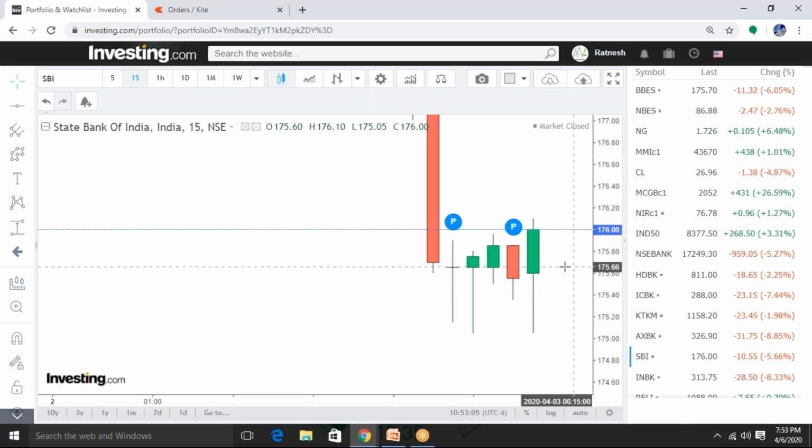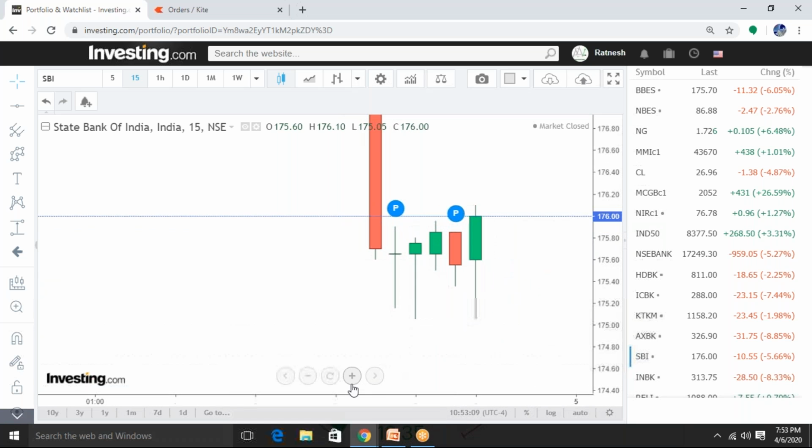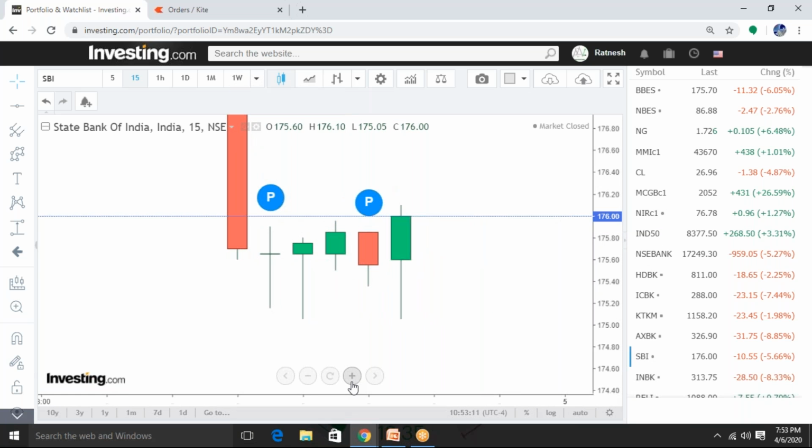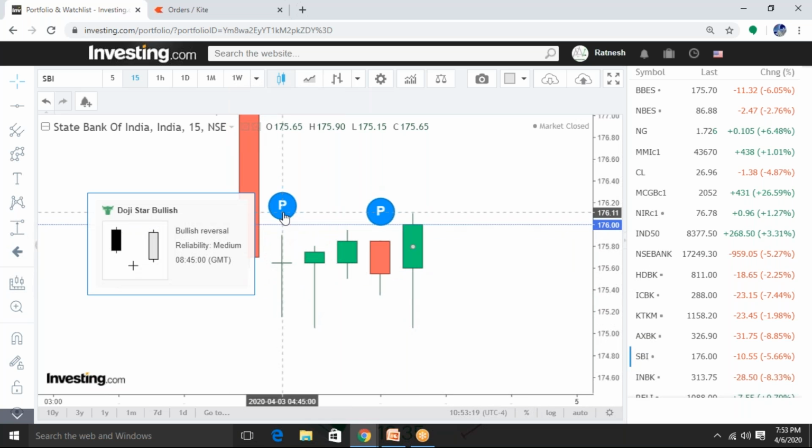Is it fine, sir? It is almost equal to a morning star. Where the cursor is, the first candle is already a morning star.